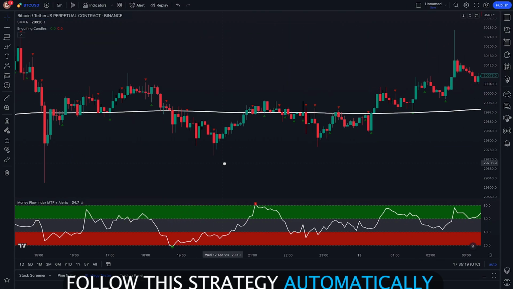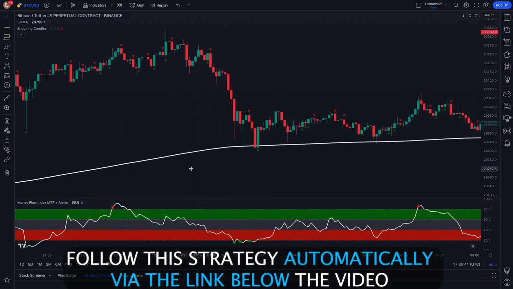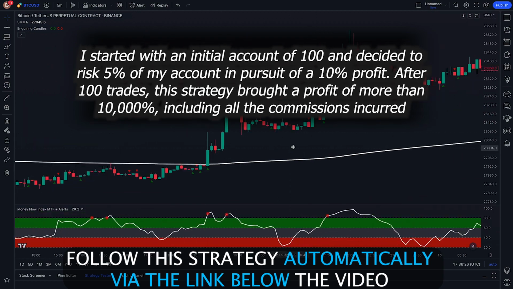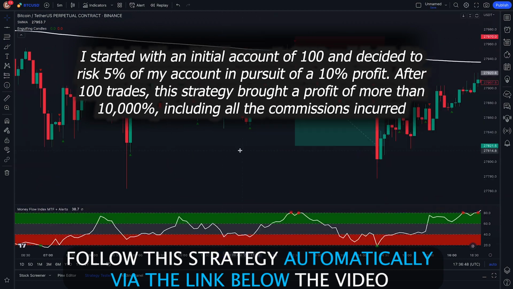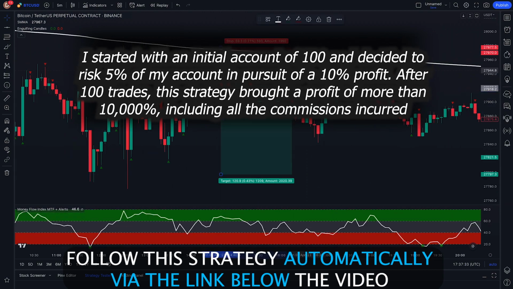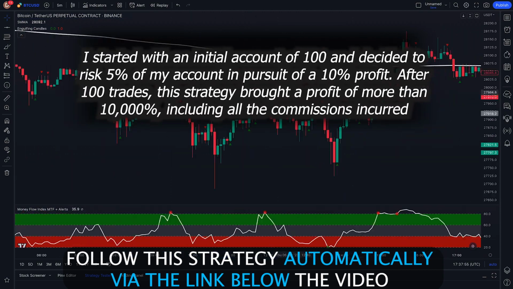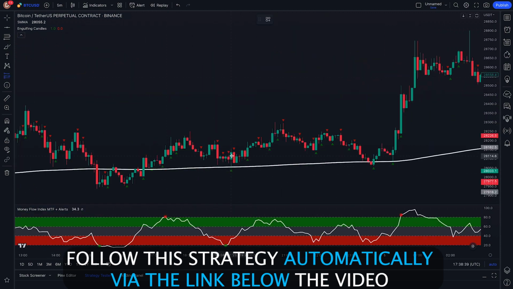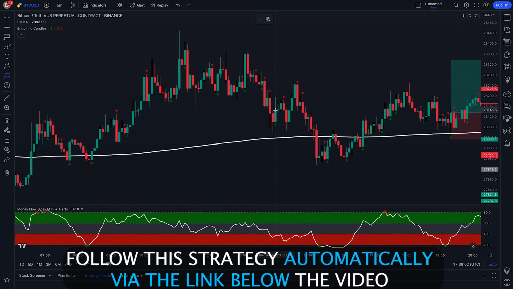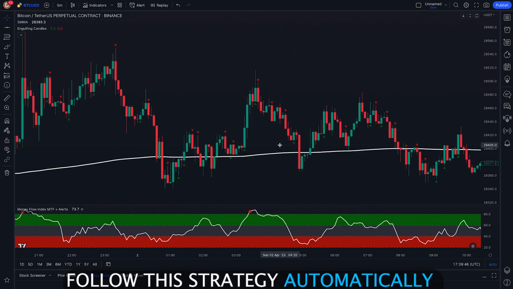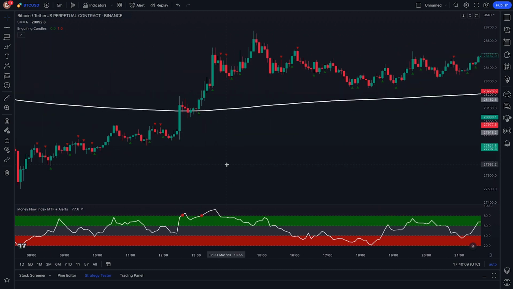Backtesting. I tried this strategy on a number of cryptocurrency pairs using a 5-minute time frame and the results were really impressive. I started with an initial account of 100 and decided to risk 5% of my account in pursuit of a 10% profit. After 100 trades, this strategy brought a profit of more than 10,000%, including all the commissions incurred. It is noteworthy that I discovered these setups within 3 months. Considering the risk-to-reward ratio of 1 to 2, the strategy's win rate of 75% is extremely high.